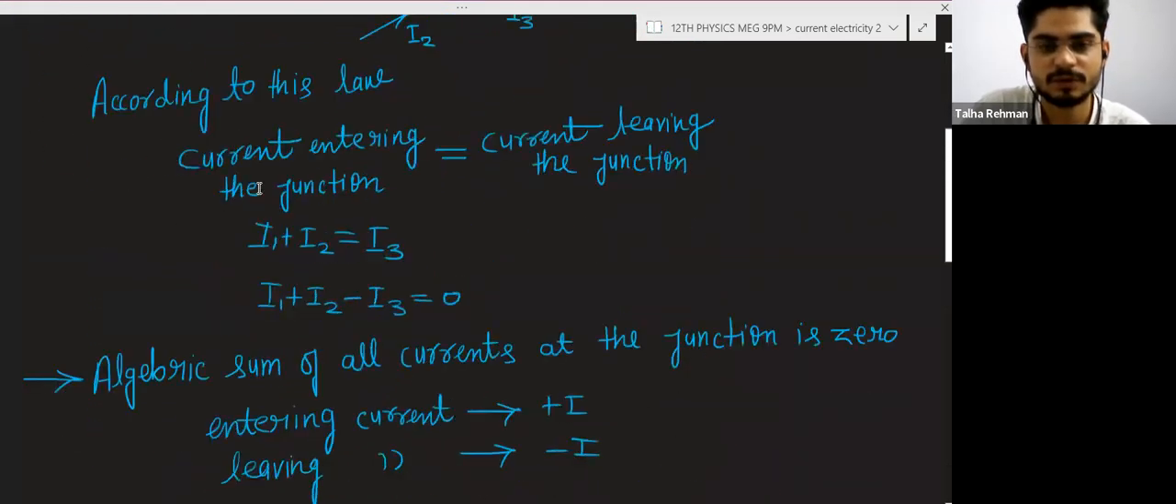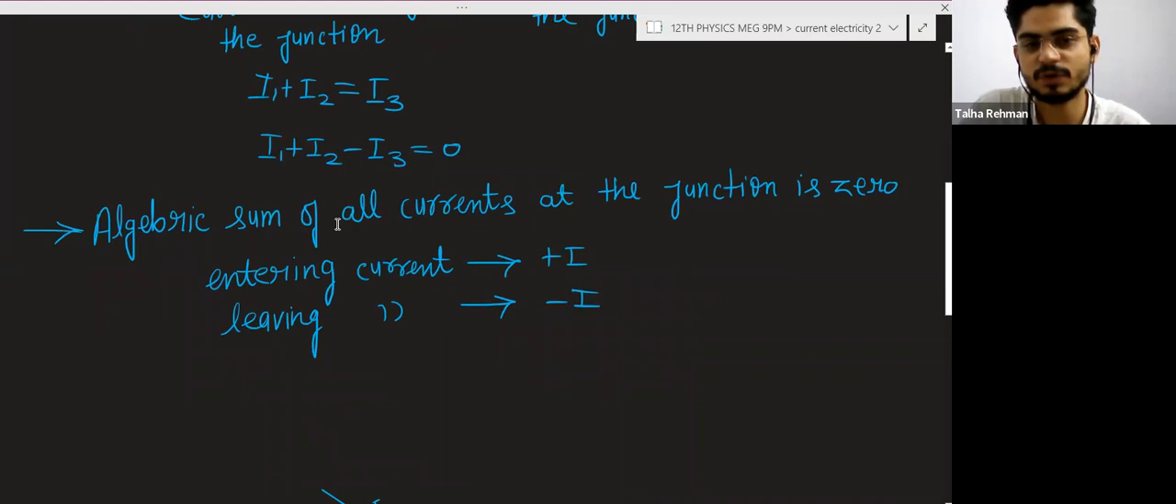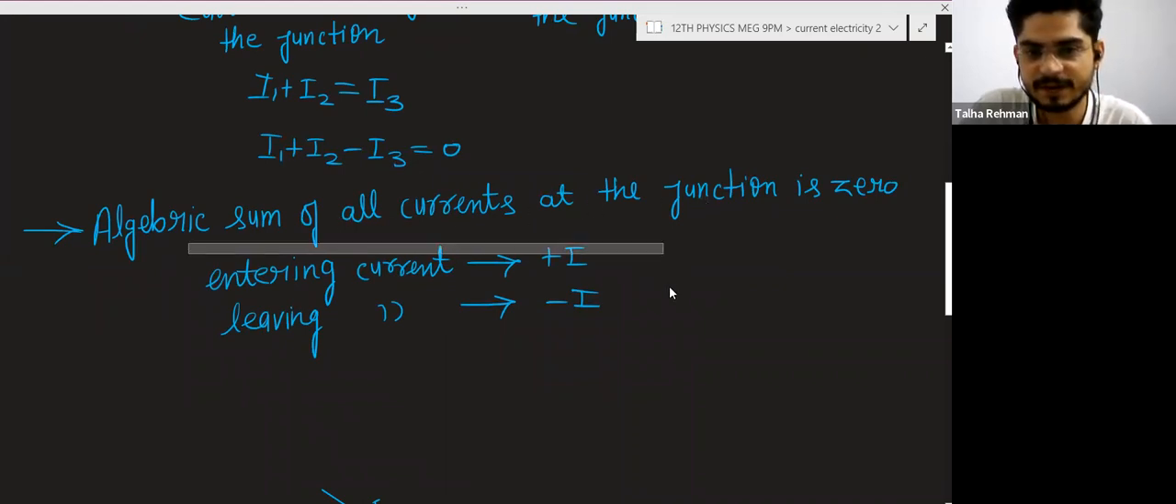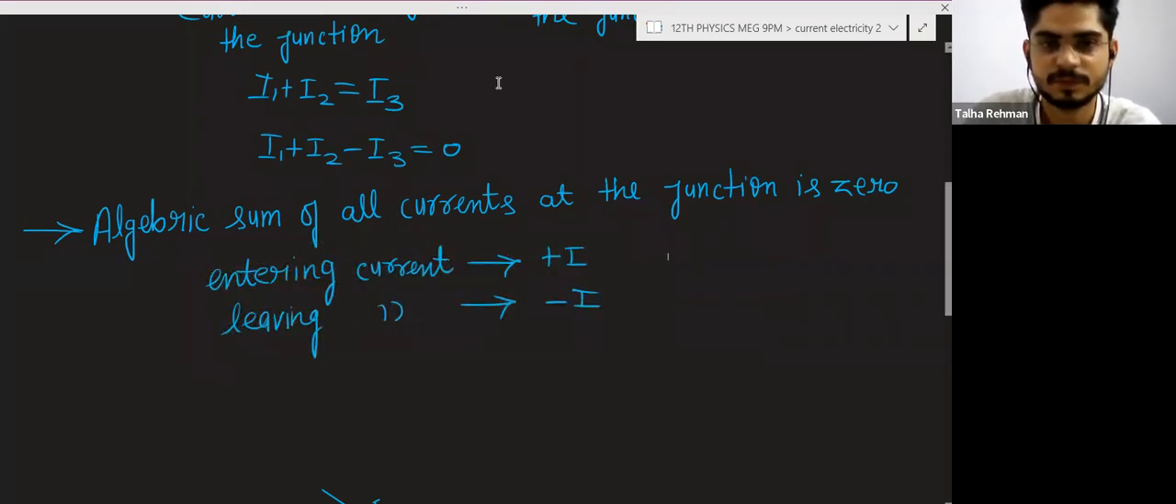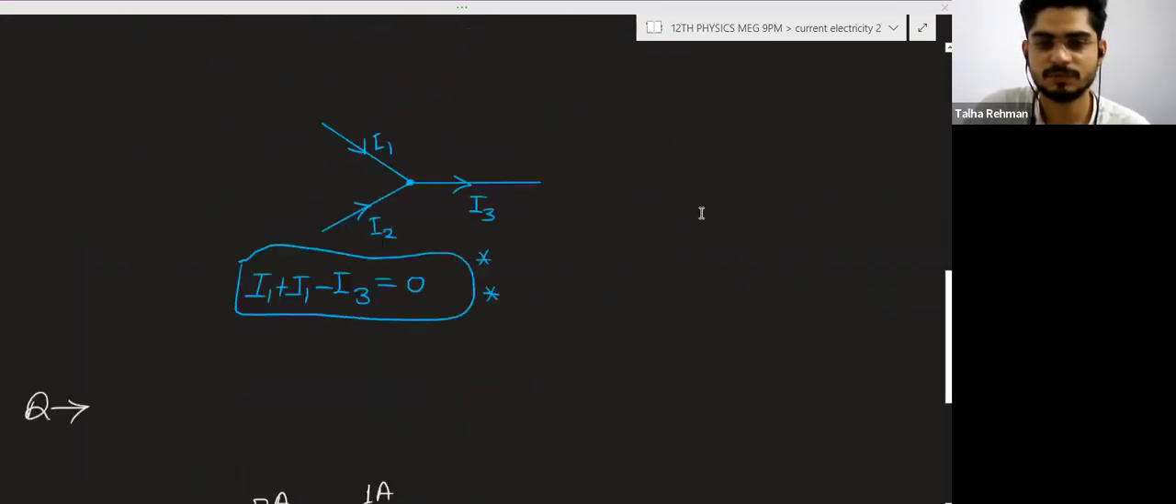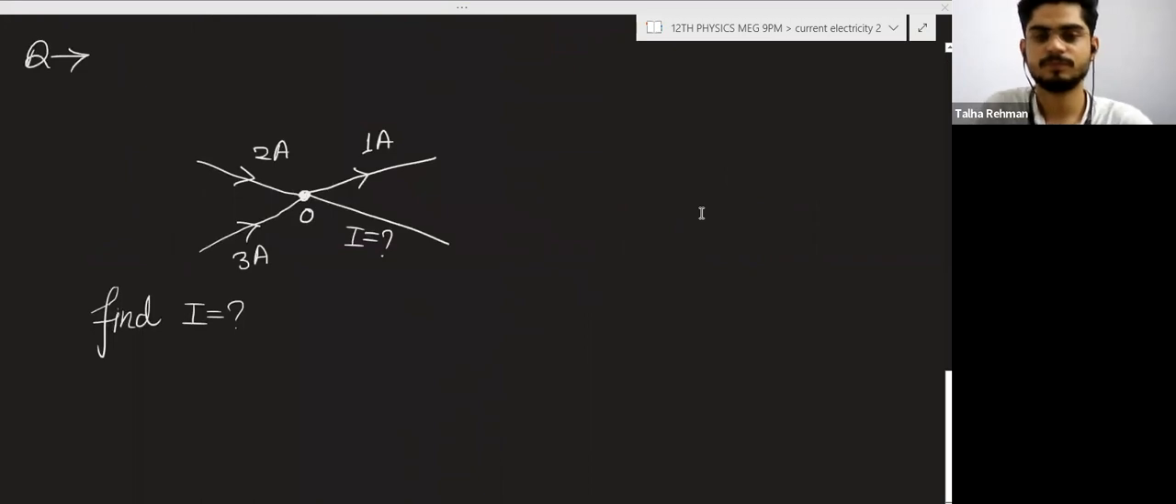Kirchhoff's current law means the algebraic sum of the current entering or leaving at the junction is 0, and you will take entering current as positive and leaving current as negative. This is a very easy question and I will solve it, but I want you to at least try this question. If you are not able to solve, then I am here. I will solve.